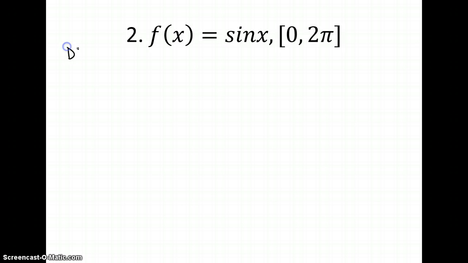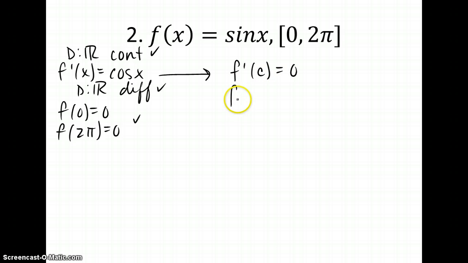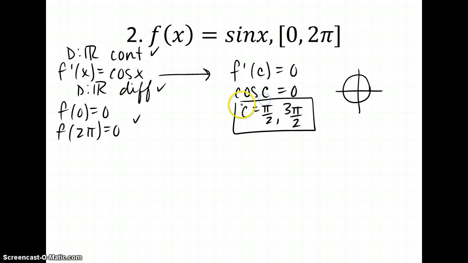Everybody's favorite. Domain of the sine function, all real numbers, so it's continuous everywhere. The derivative of the sine function is cosine of x. The domain of the cosine function is all reals, so you can find a derivative everywhere. f of 0 is 0, and f of 2 pi is 0. All three conditions satisfied, so now we set the derivative equal to 0. Now you don't have to replace x with c, but that's what the textbook does. So where does the cosine equal 0? Between 0 and 2 pi, at pi over 2 and 3 pi over 2. So those would be our answers, and that's it.